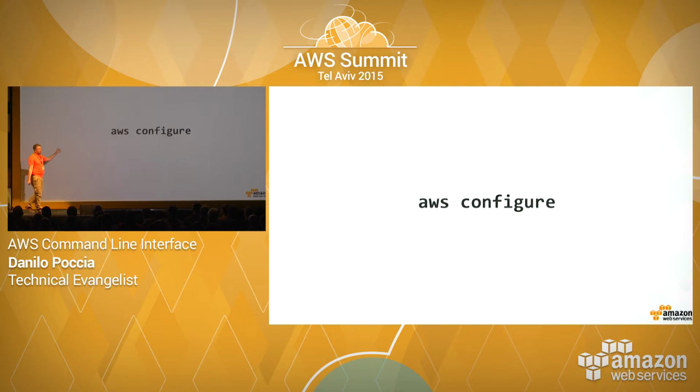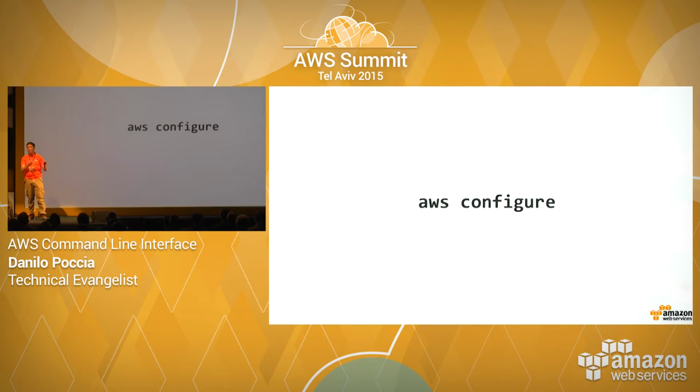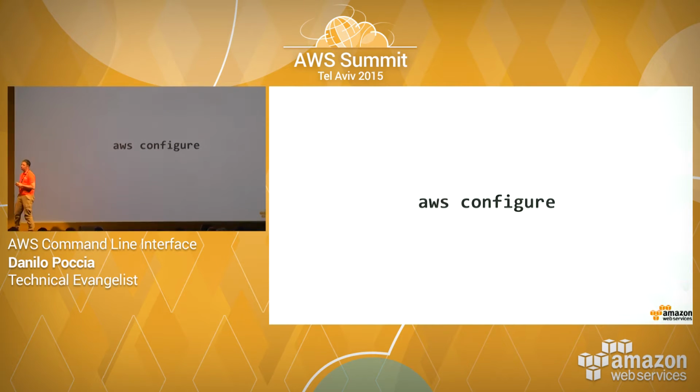The first step when you install the AWS command line interface is aws configure. aws configure is the first command that you use to configure the credentials. So you can configure the access key and the secret key that you want to use. Of course, if you're using the AWS command line interface not on your laptop or your server, but on an EC2 instance, don't install credentials in the instance and use EC2 roles. We will see towards the end how you can use them.